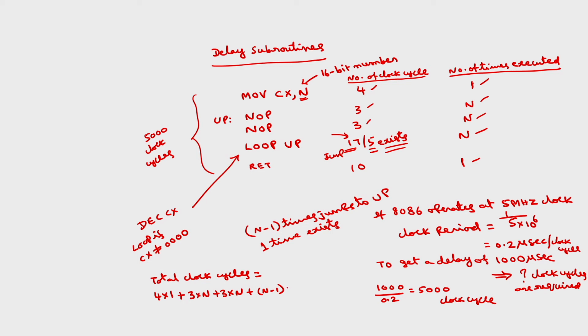So, (n minus 1) times 17, or you can write 17 into (n minus 1) plus 1 times 1 into 5 plus 1 times 10. So, this should be equal to the total number of clock cycles. If this is equal to 5000, then we will provide a delay of 1000 microseconds.